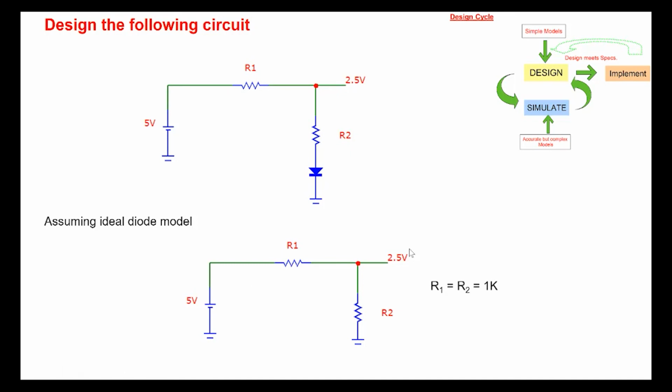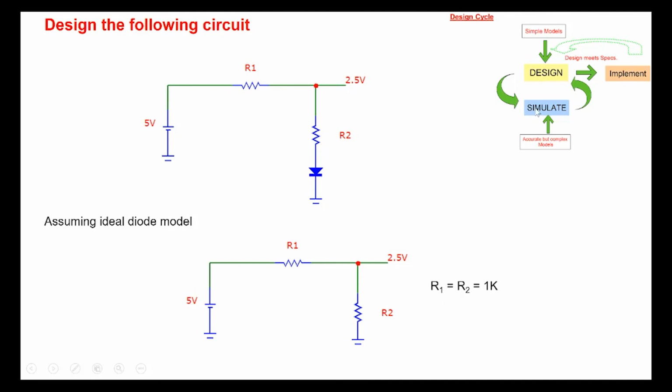And so that's the advantage of simple models. We are able to analyze quickly, and we are able to obtain the design quickly here. But we know that the design is not going to be correct because the diode is not a short. There's a drop here which we ignored, and therefore our design is not correct.